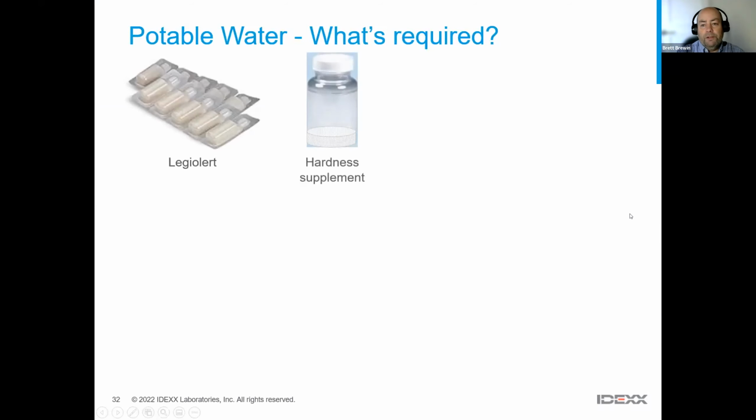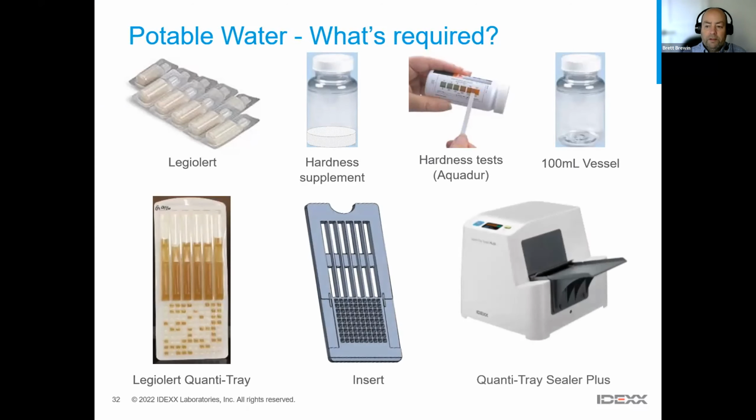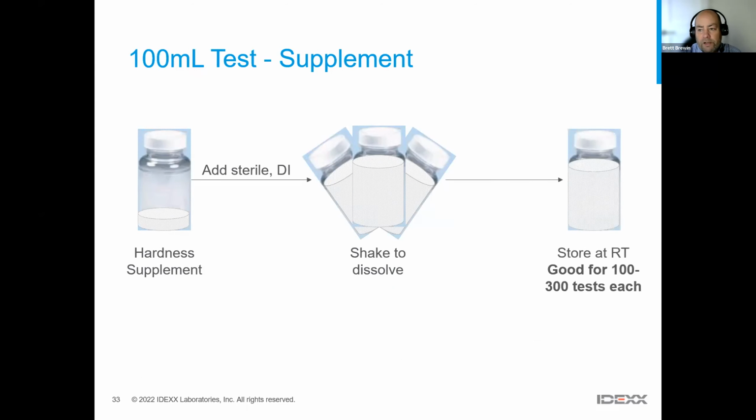For potable water, you need a number of things. The hardness of the water is of key importance to the performance of the test. So we have a hardness supplement in there, which reduces the hardness in the water to a level where it's not going to affect the end result. But IDEXX produce all of the equipment and the reagents, so the vessels, the trays, the sealers, that will allow you to perform the test adequately. The supplement itself arrives as a dry powder into your laboratory, and you just rehydrate that and then store it at room temperature.